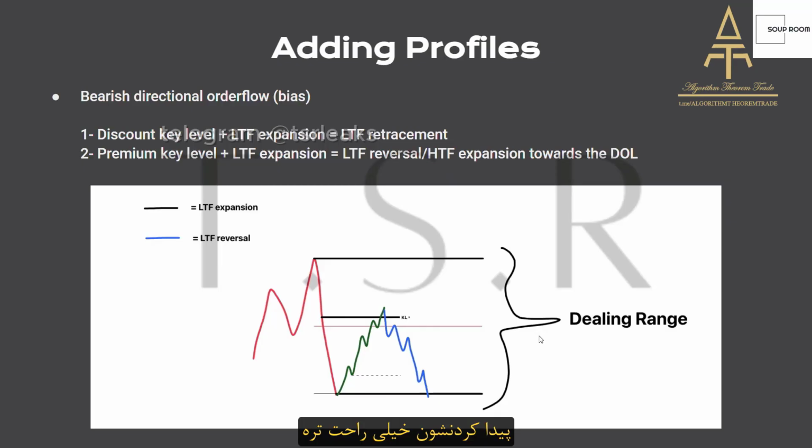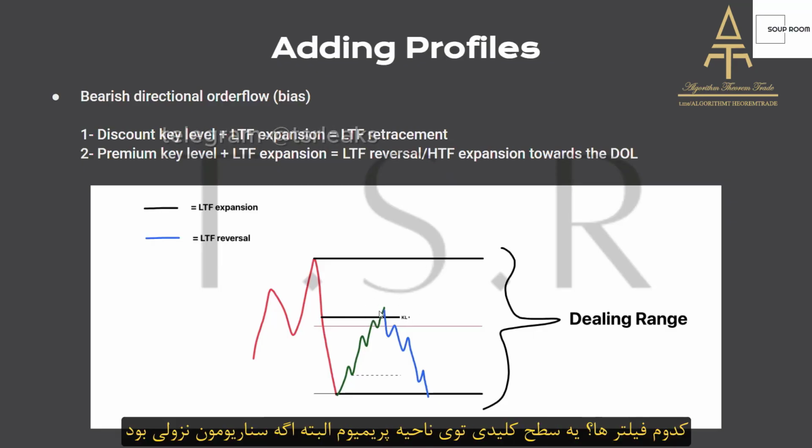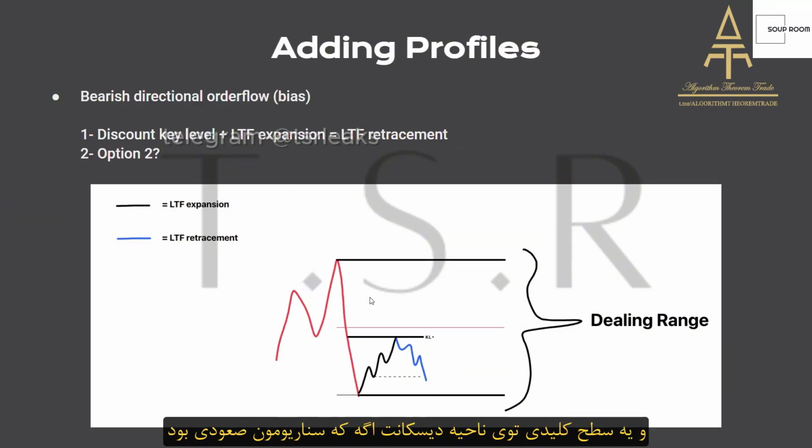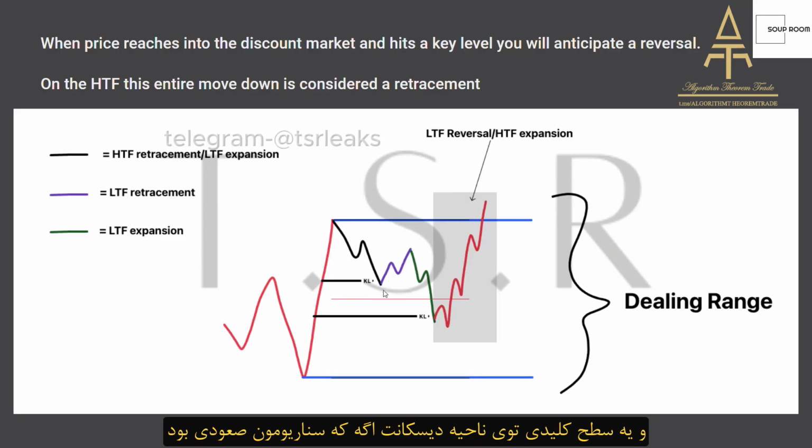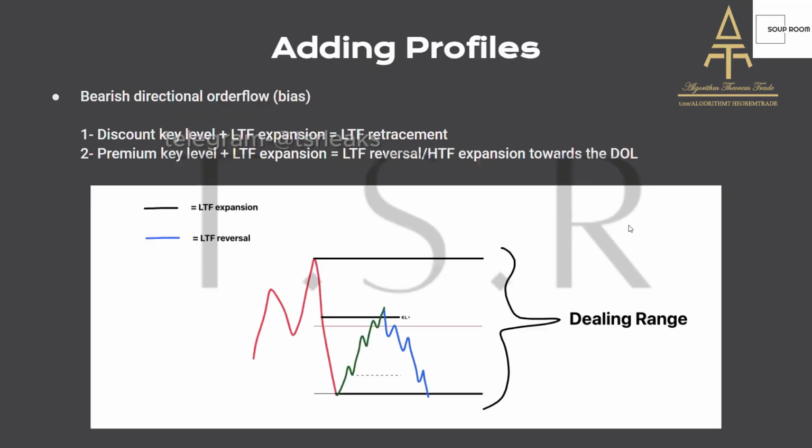They are much easier to spot. Why? Because you will need to wait for the proper filters. What filter? A premium key level in the case of a bearish scenario, and a discounted key level in the case of a bullish scenario. Okay?